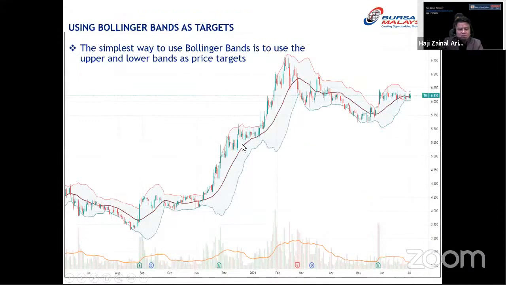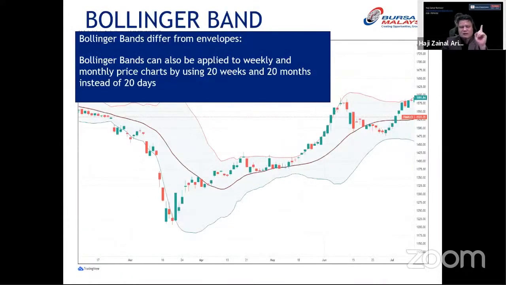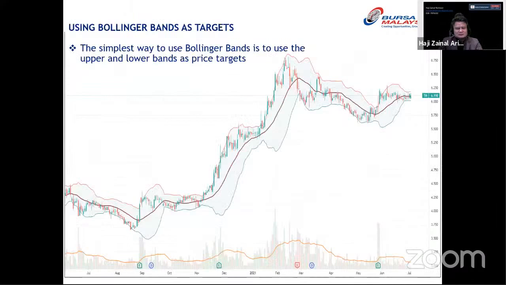All right, so how do we use the Bollinger Band as a target? Remember, the first usage of the Bollinger Band is that it tells you whether it is the beginning of a new trend or the ending of a trend. That's one. The second one: we can also use the Bollinger Band as a target. The simplest way to do this is to use the upper and lower bands as the price target.